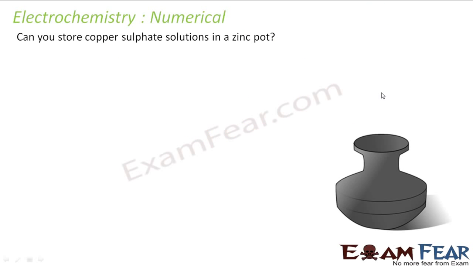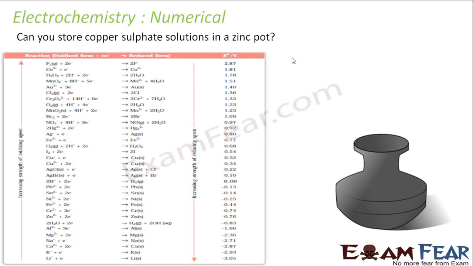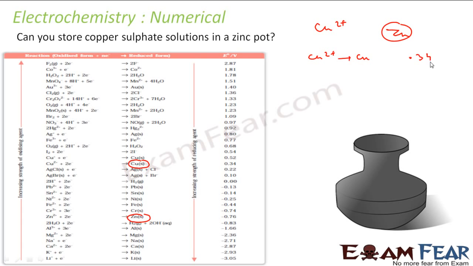The question is, can you store copper sulfate in a zinc pot? So let's see this first. I have copper sulfate, Cu2+, and I have a zinc pot. Now let's see the reduction potential. I have zinc here, copper here. Copper sulfate is Cu2+, right? So Cu2+ to copper is 0.34 volt, and Zn2+ to zinc is minus 0.76.